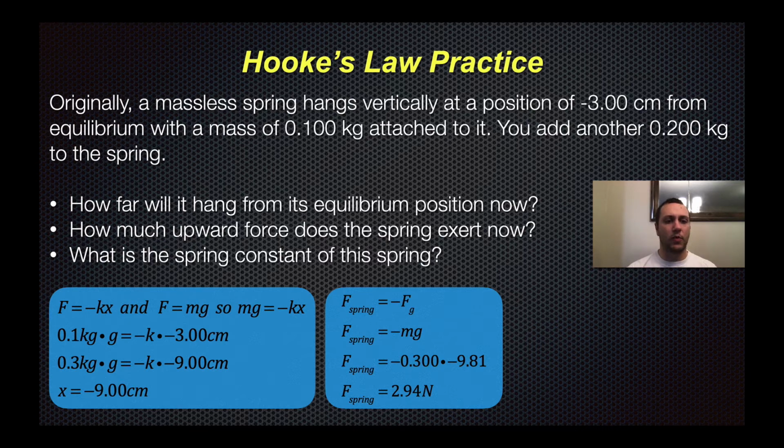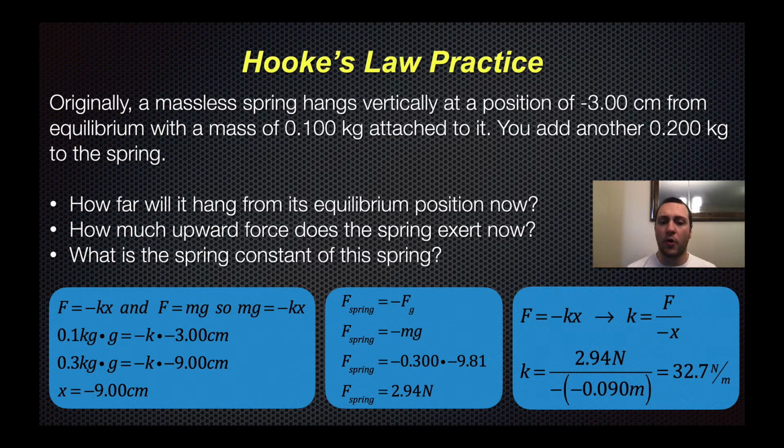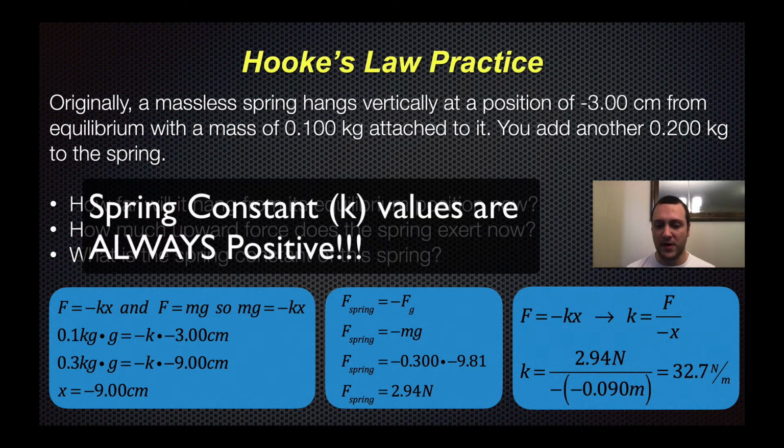Third bullet point here, what is the spring constant of this spring? So now we're going to go ahead and go F equals negative kx using Hooke's law. Rearrange that. We have our force of 2.94 newtons, and then we are over negative x, so negative times negative 0.090 meters to get 32.7 newtons per meter.